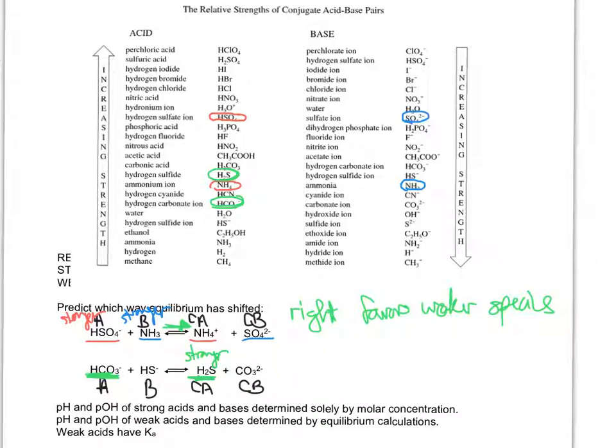Now I'm going to look at my bases. So I have HS minus, CO3 2 minus. There's my HS minus. There's my CO3 2 minus. Looks like the CO3 2 minus is my stronger base. And so in this case, the equilibrium will lie towards the left, going towards the weaker species again.